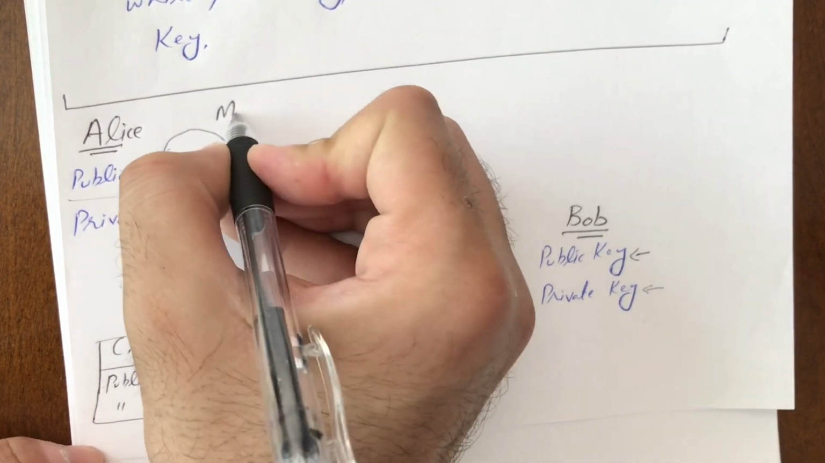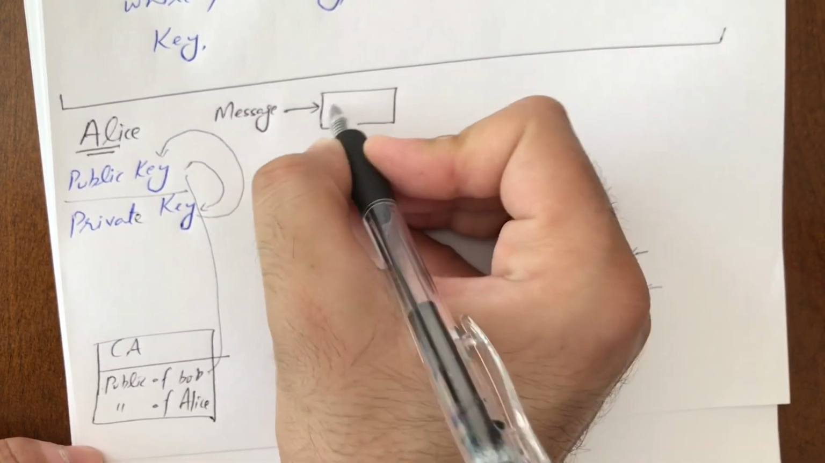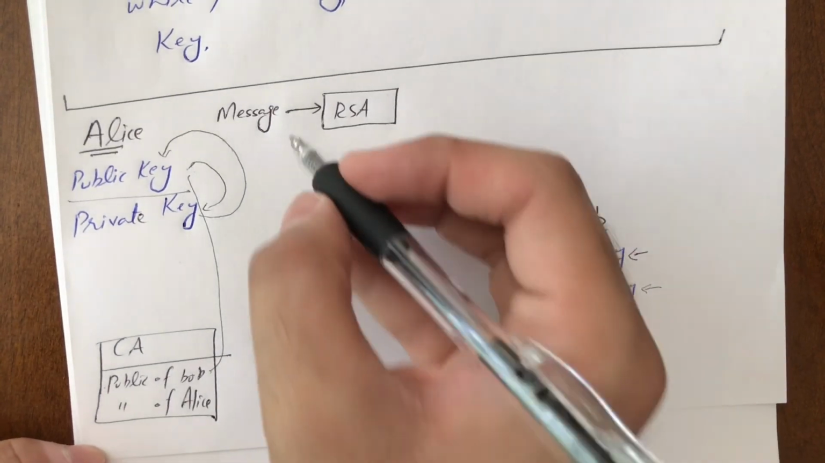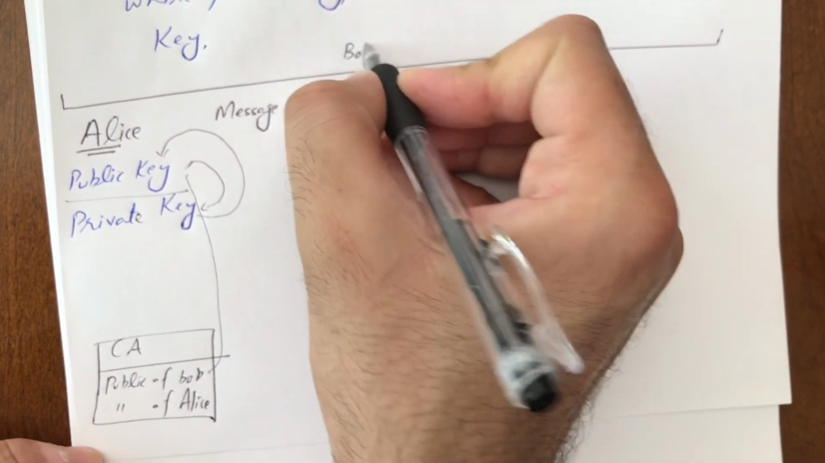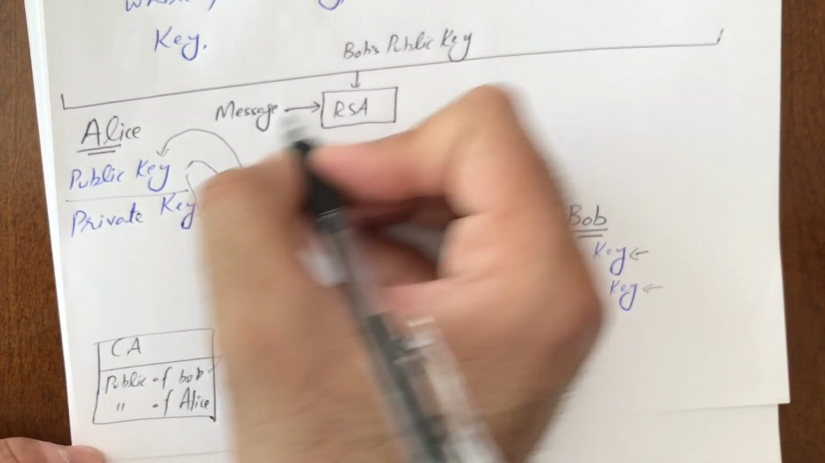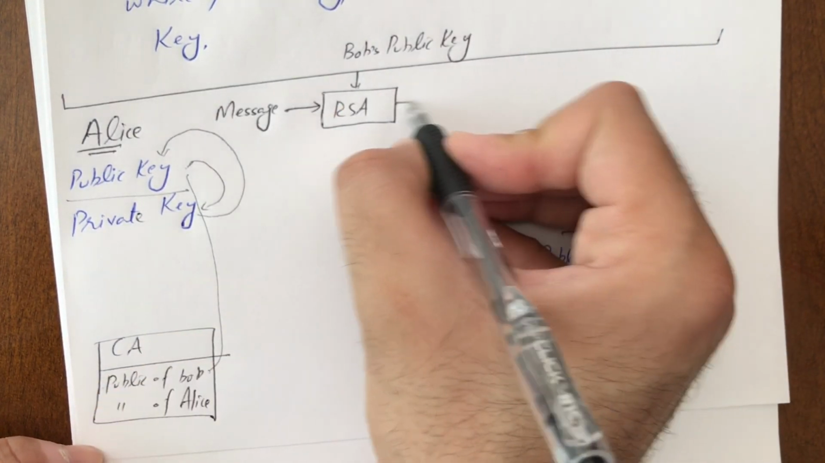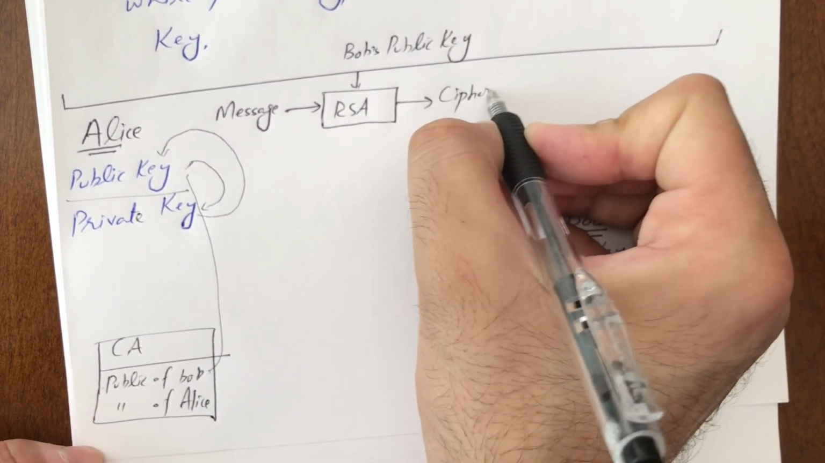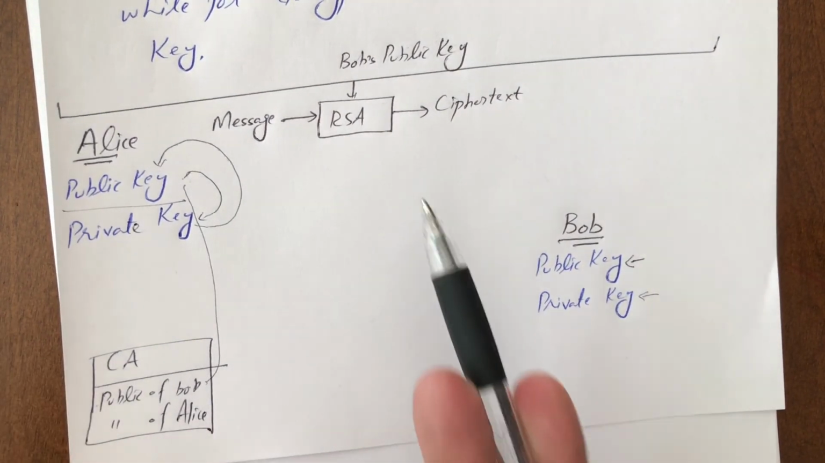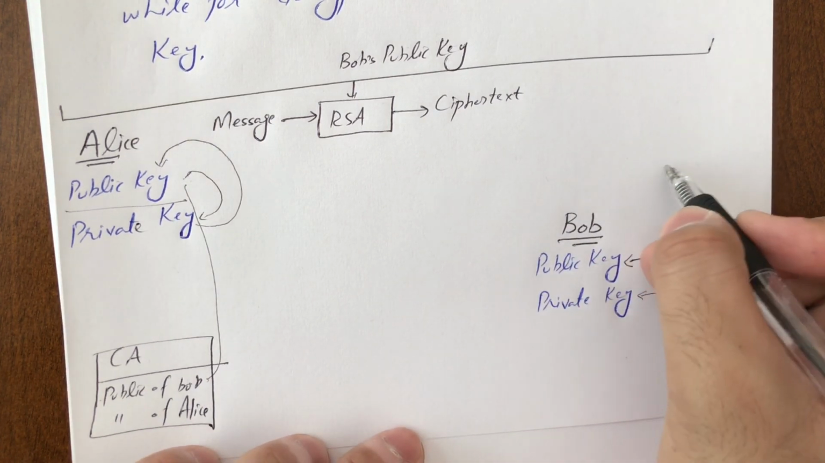So let's say this is the message. Now she will use an asymmetric algorithm, for example RSA or any asymmetric algorithm, with Bob's public key. The message will be encrypted by using the asymmetric algorithm and Bob's public key, and we get a ciphertext. Now nobody can decrypt this message besides Bob, because they would need to know Bob's private key. Now, what will happen when Bob receives this ciphertext?